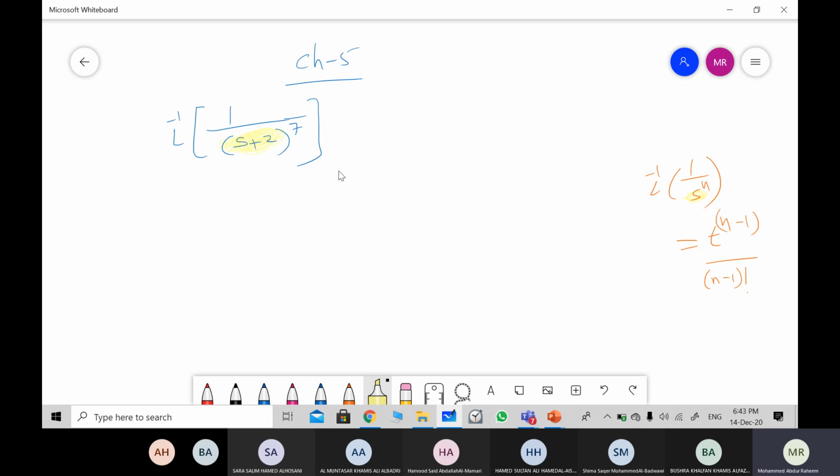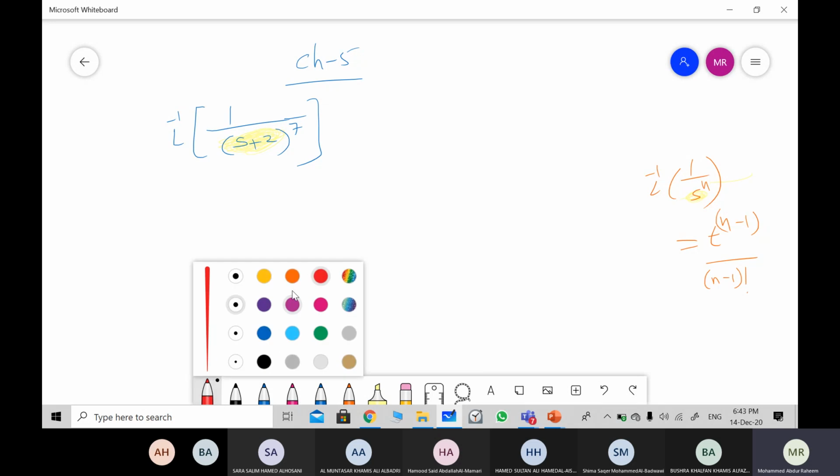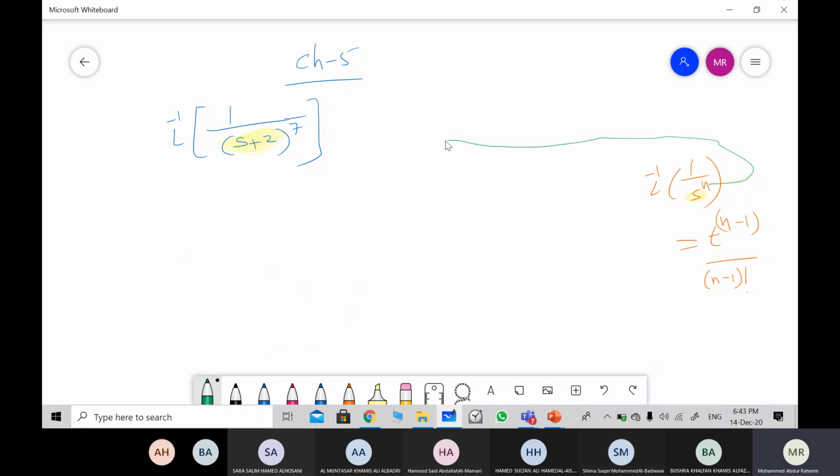Yes. What is the mushkila here? Can I apply this rule? N how much? N is 7 in Zen, okay. But S? In place of S, how much is there? Yes, plus. Jazakallah. That is the mushkila.